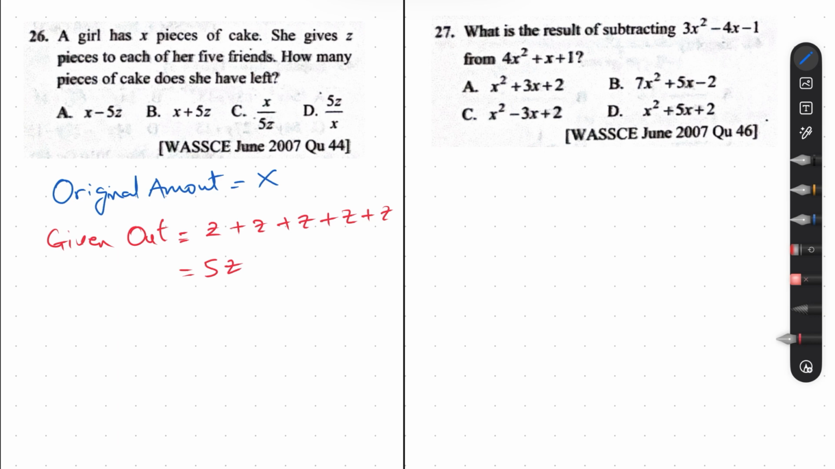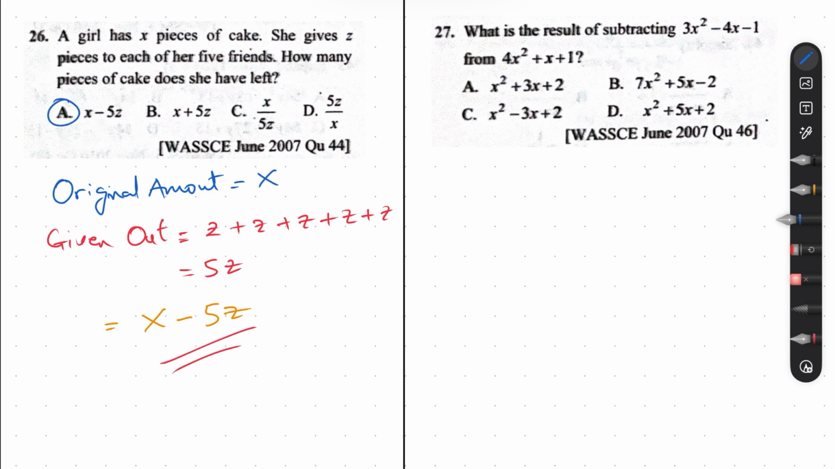Now the question says, how many pieces of cake does she have left? If we have originally X and we gave out 5Z, the remaining will be the original minus what we gave out, which is 5Z. So that will be our answer. Do you have it? Yes, A. Now our answer is A.